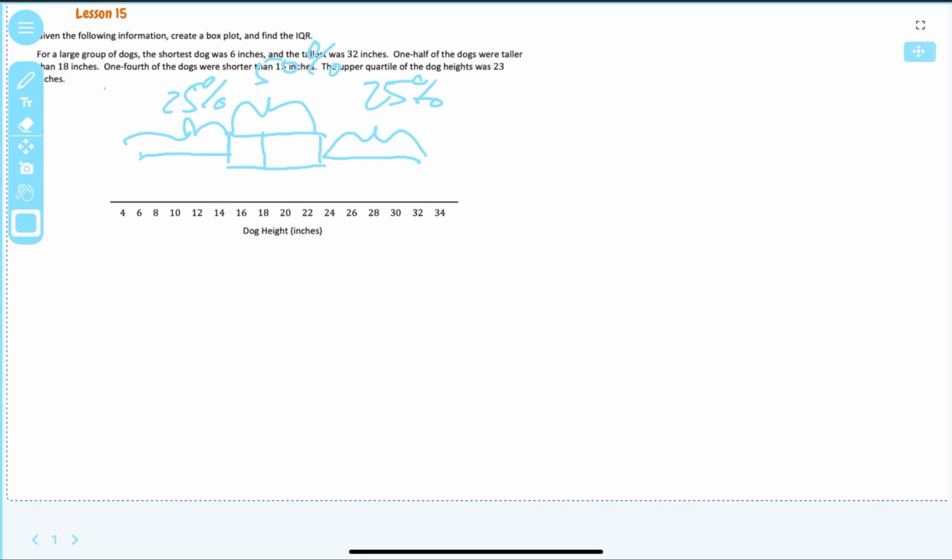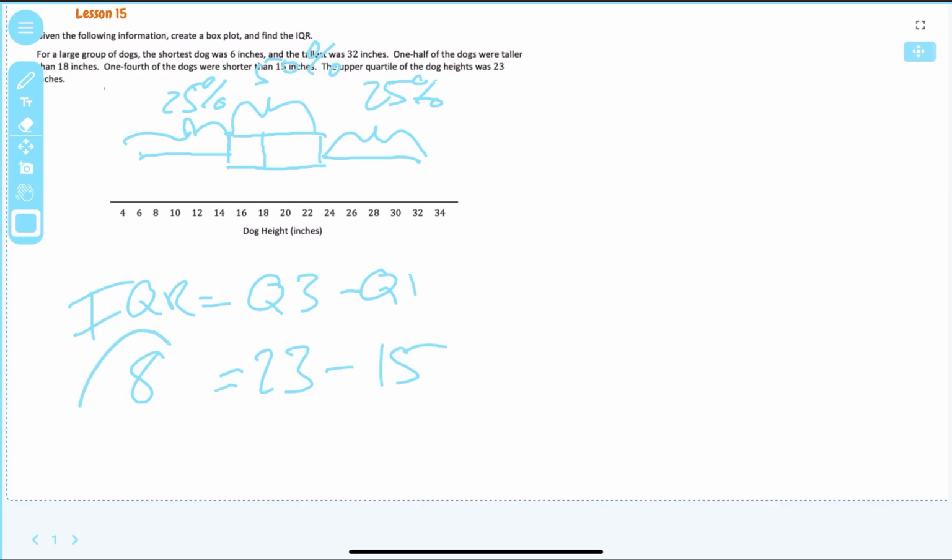Now, it wanted us to find the IQR. Well, IQR equals Q3 minus Q1. What is Q3? 23. Q1 was 15. Was that 8? The interquartile range covers the middle 50% of data, which covers 8 inches. Right? There's only 8 inches difference between Q3 and Q1. Got it? All right.